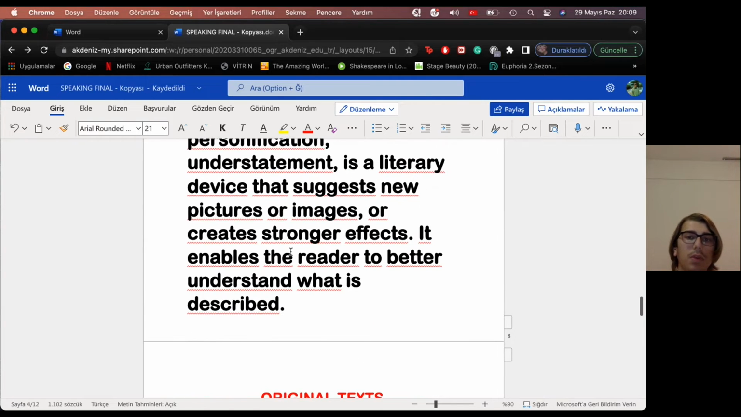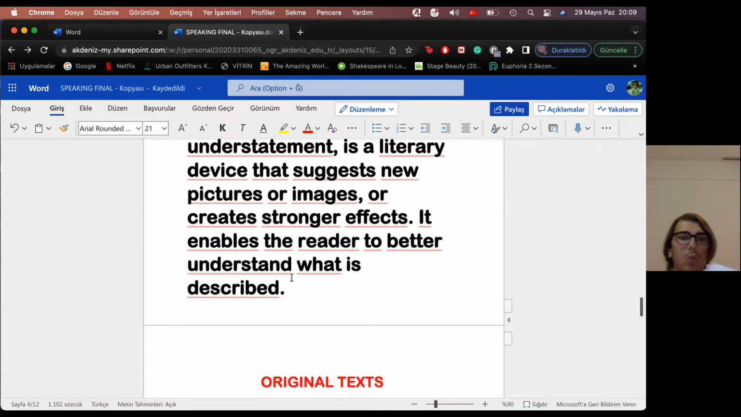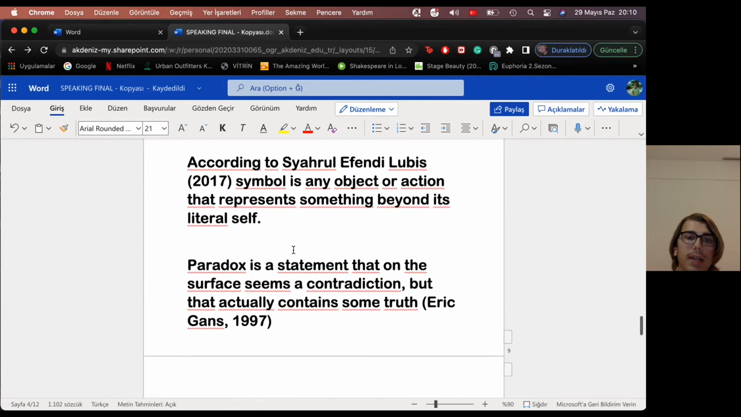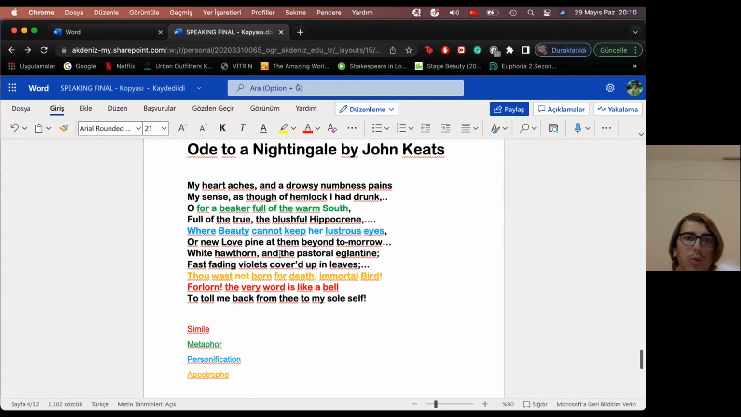In conclusion, figurative language enables the reader to better understand what is described. Here are my original texts, works cited, and my work that I've chosen for identifying some figurative language. It's a poem by John Keats, who is an 18th century poet from Britain.